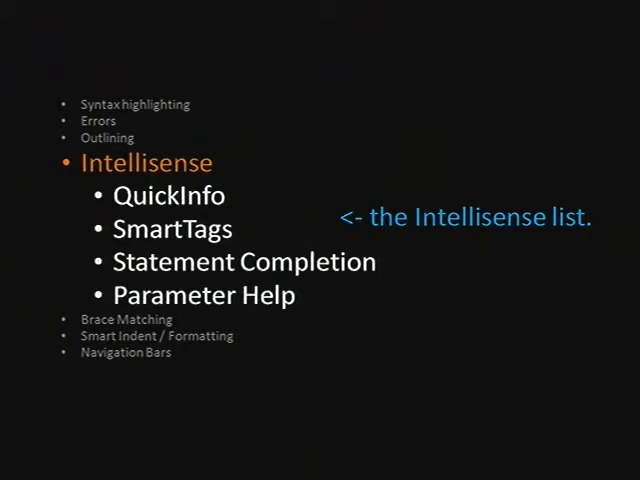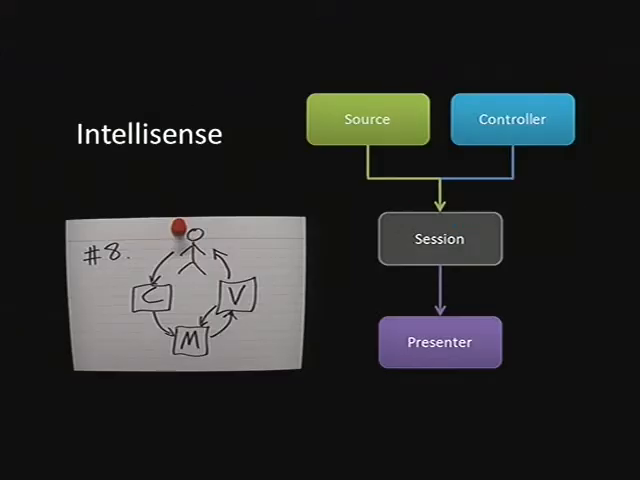Then we talked a little bit about IntelliSense, and how when we talk about IntelliSense, we're actually talking about these things, right? We're talking about quick info, smart tags, statement completion, and parameter help. We mentioned that all of these things share basically the same architecture. We talked about how it's MVC: you have a source which provides out this data, in completion's case, the completion list. You have a controller which creates sessions, and those sessions are what go ahead and pop up the presenter, the UI.